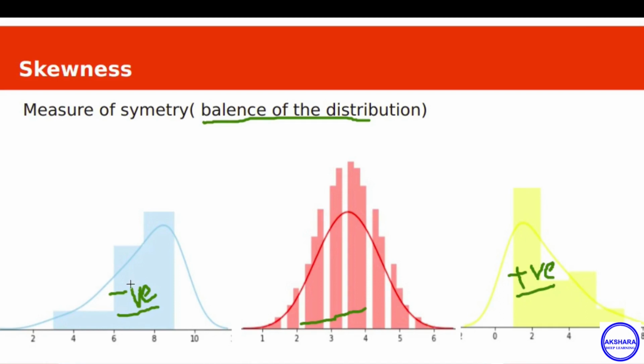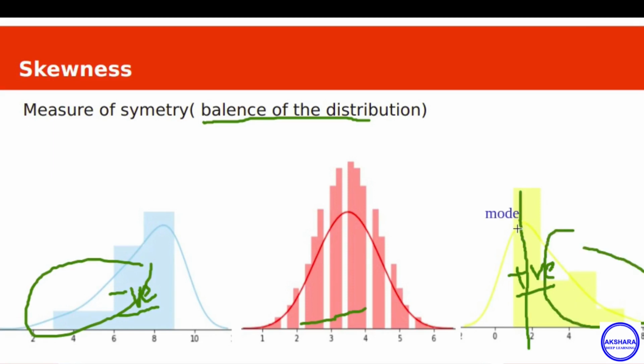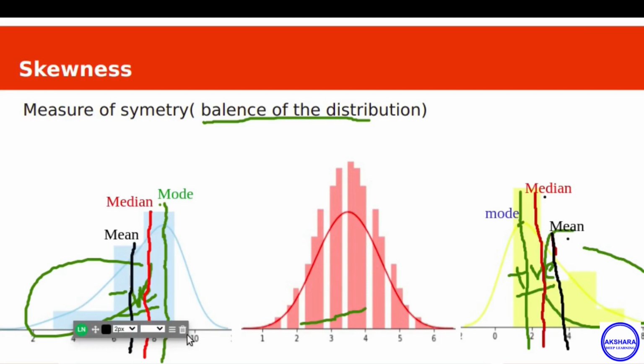Simply we can say negatively skewed means left tail will be longer. Positively skewed means right tail will be longer. Here this is the mode. Mean and median will be on the right side of the mode. In negatively skewed distribution, mode will be here and mean and median will be on the left side. This is the normal distribution. Here mean, median, mode will be at the same place.